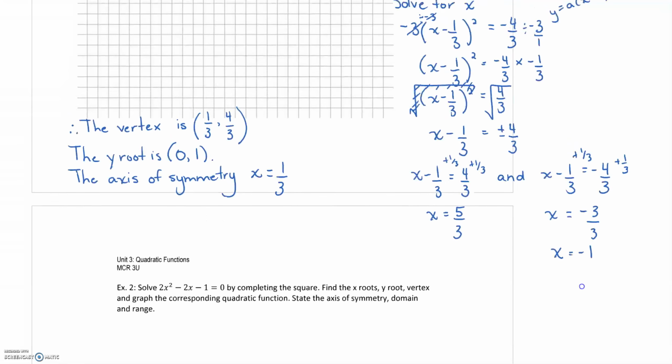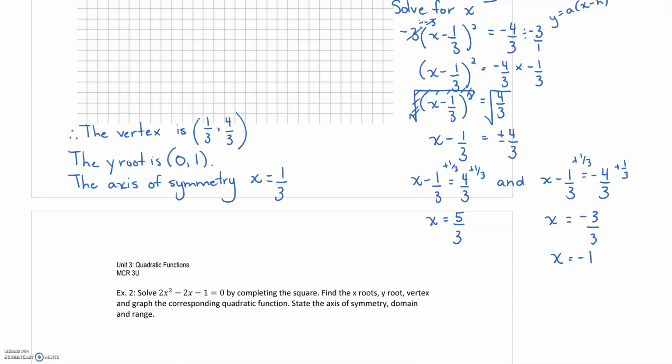You may want to review this video, pause and redo it in order for you to really understand that step. So I'm going to go ahead over here and write down that the x roots are positive 5 over 3. Don't forget that when it's a root, the y value is 0. And it's also negative 1, 0. So those are the x roots.